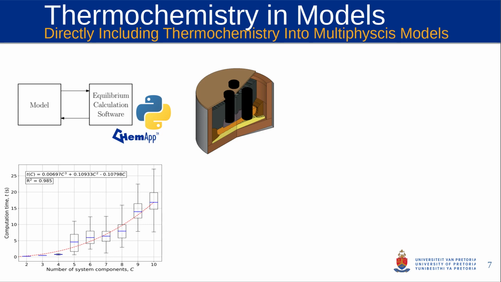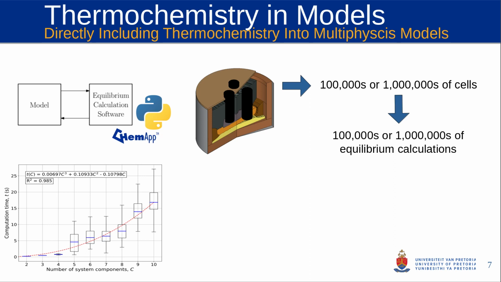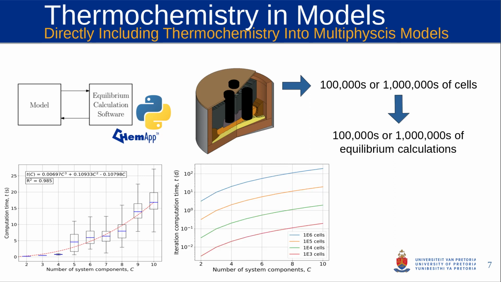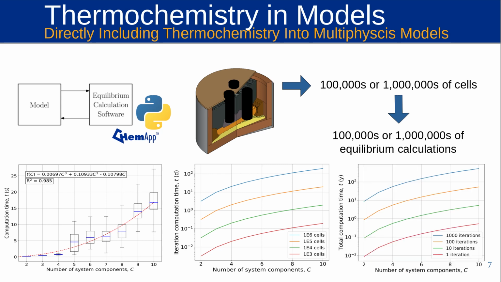Now in a multiphysics model, we can have hundreds and thousands or millions of cells, and in each one of them we have to perform an equilibrium calculation, which means that a single iteration's computational time can become days, weeks, or even months. And if we want to perform multiple iterations to firstly reach convergence, or if it's a transient model, we are looking at total computational times of years.